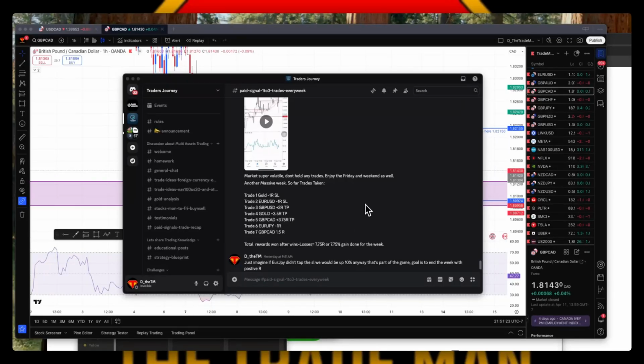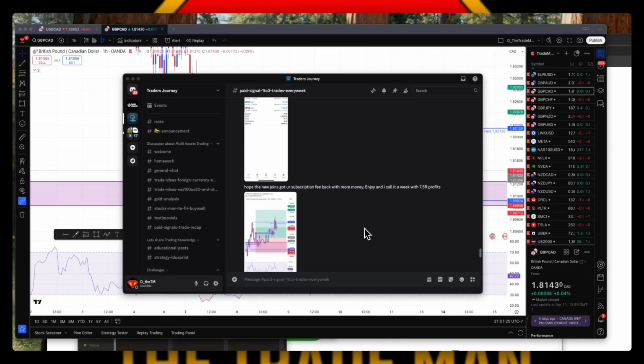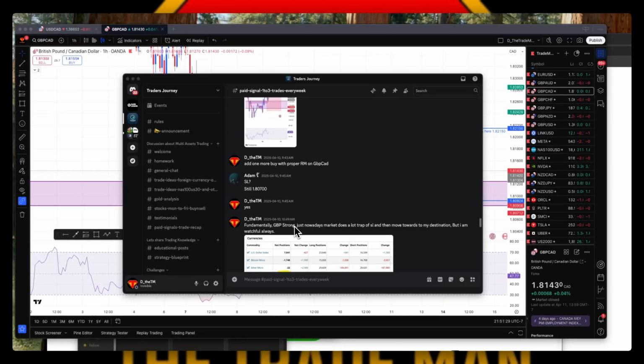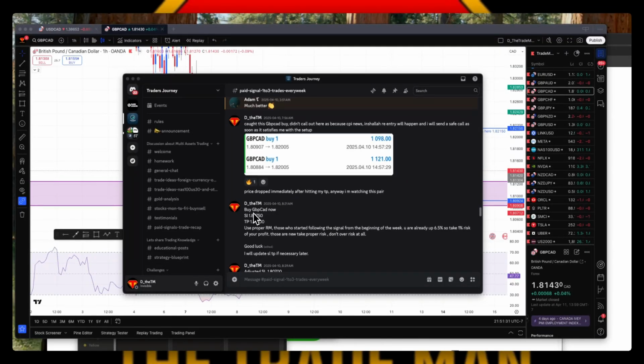So basically, let me start with say one signal. So say buy GBP CAD. Now this signal, when I sent you in the group, all you have to do is just take 1 or 2% of your balance risk and then enter the trade. And now if you want to ask me how you calculate the 2%, that's very easy.